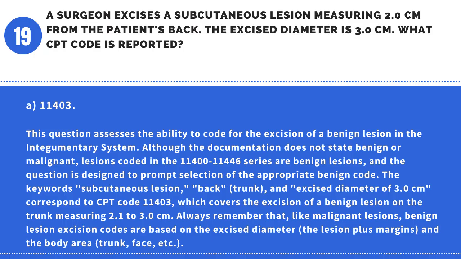Although the documentation does not state benign or malignant, lesions coded in the 11400-11446 series are benign lesions, and the question is designed to prompt selection of the appropriate benign code. The keywords subcutaneous lesion, back, trunk, and excised diameter of 3.0 centimeters correspond to CPT code 11403, which covers the excision of a benign lesion on the trunk measuring 2.1 to 3.0 centimeters. Always remember that, like malignant lesions, benign lesion excision codes are based on the excised diameter, the lesion plus margins, and the body area, trunk, face, etc.